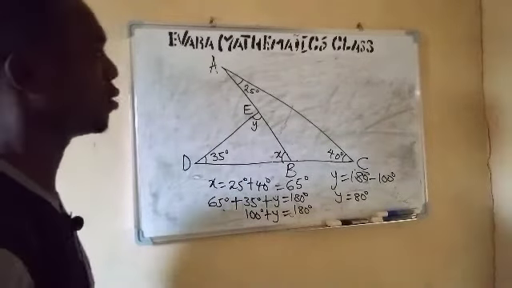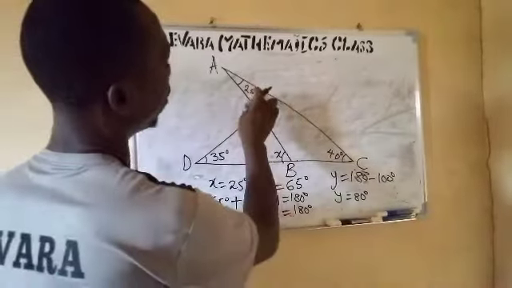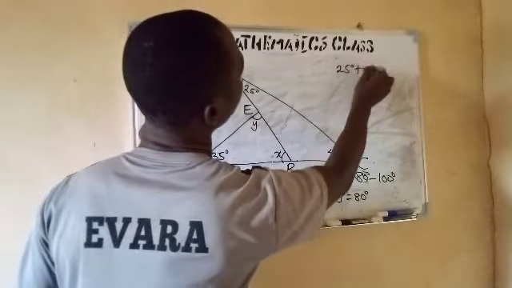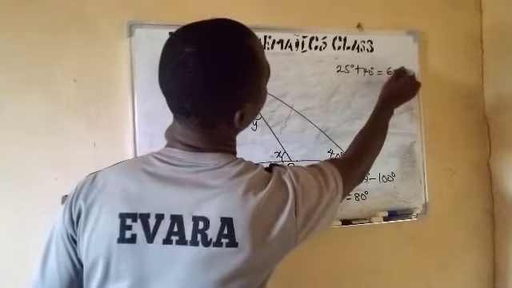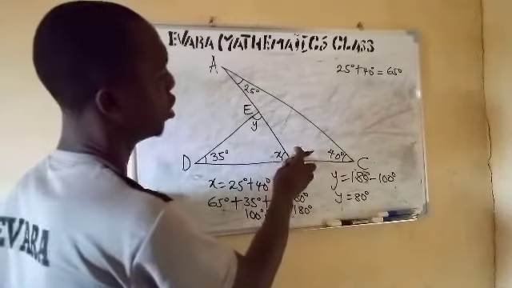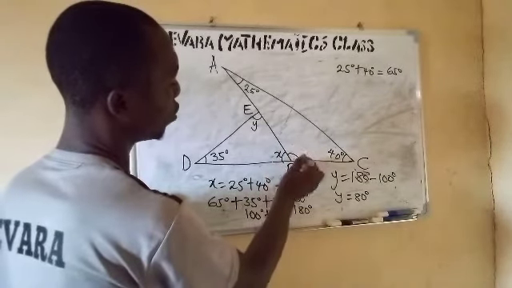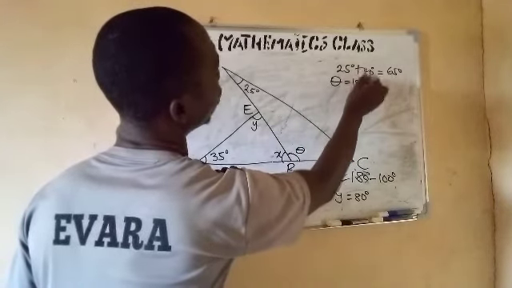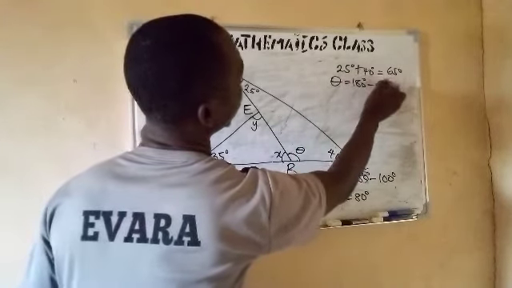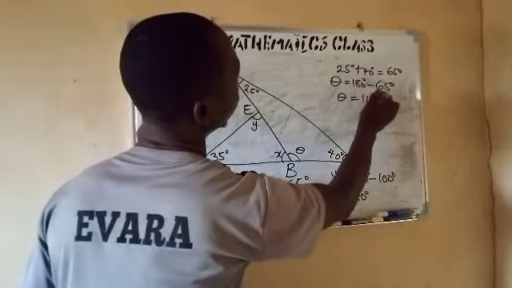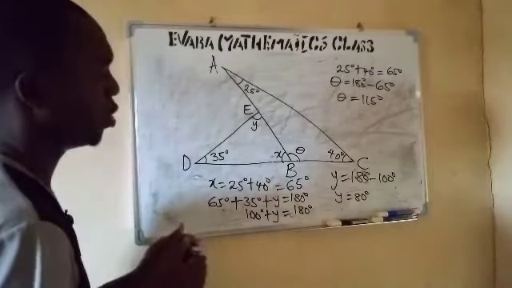But let's put it in written form. 25 degrees plus 40 degrees is equal to 65 degrees. So the third angle here, you call it, let's say, theta. This third angle will be 180 degrees minus 65 degrees. So this one will give us 115 degrees.